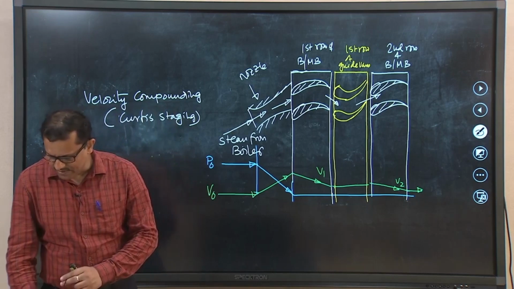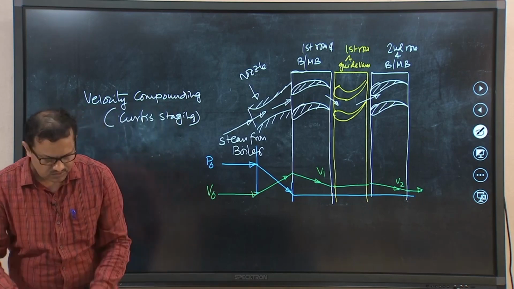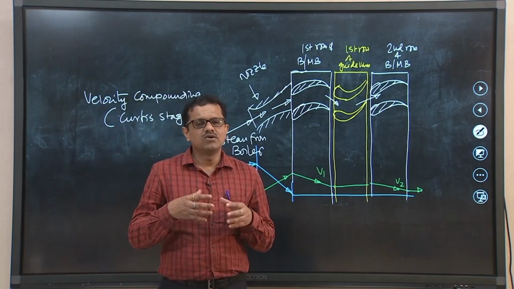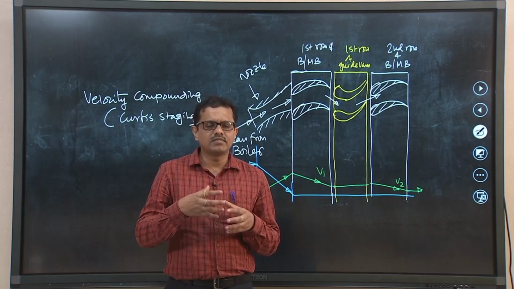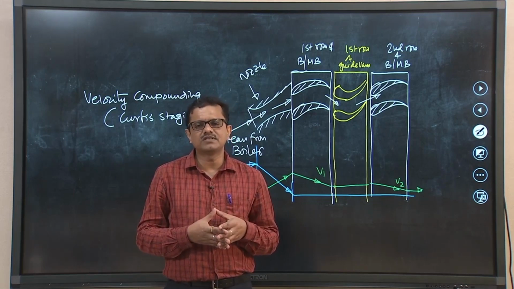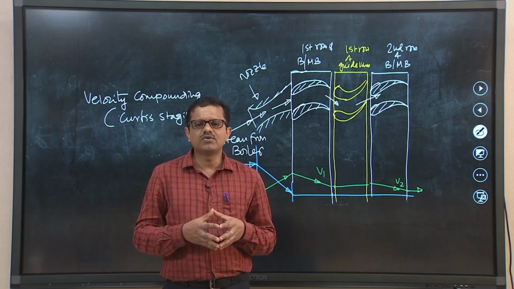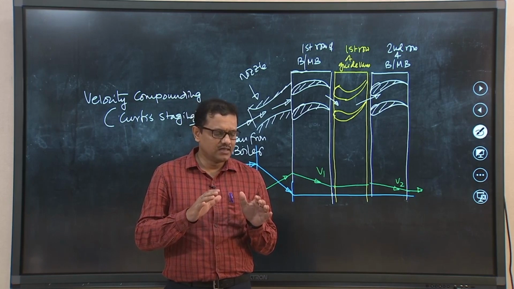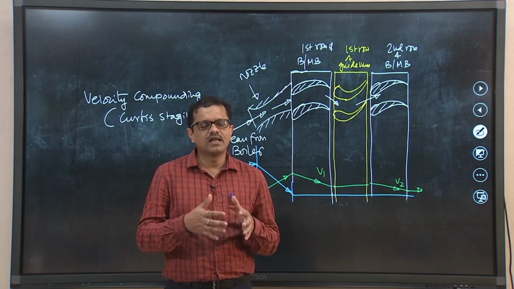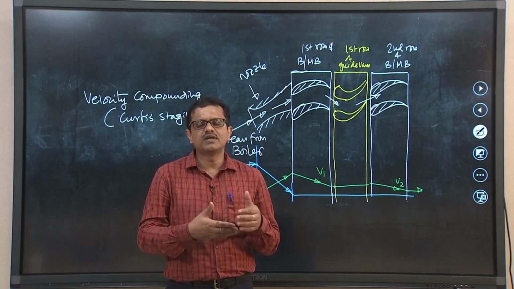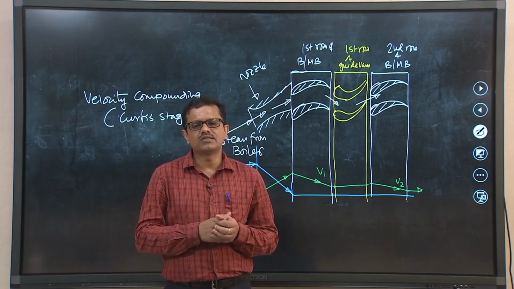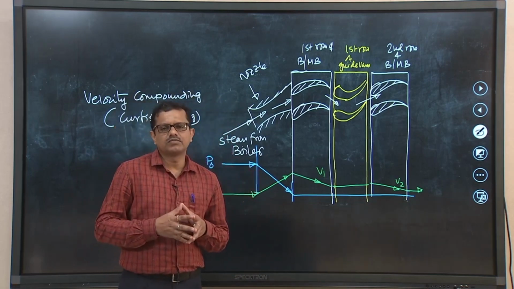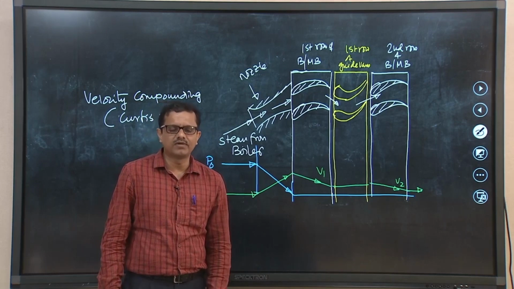So, if we try to summarize, today we have discussed compounding, and why this particular arrangement is needed for the efficient operation of the steam turbine. Then we have discussed the types of compounding, both types, and we have seen how pressure and velocity compounding, these two compoundings, work essentially for the efficient operation of the steam turbine unit.